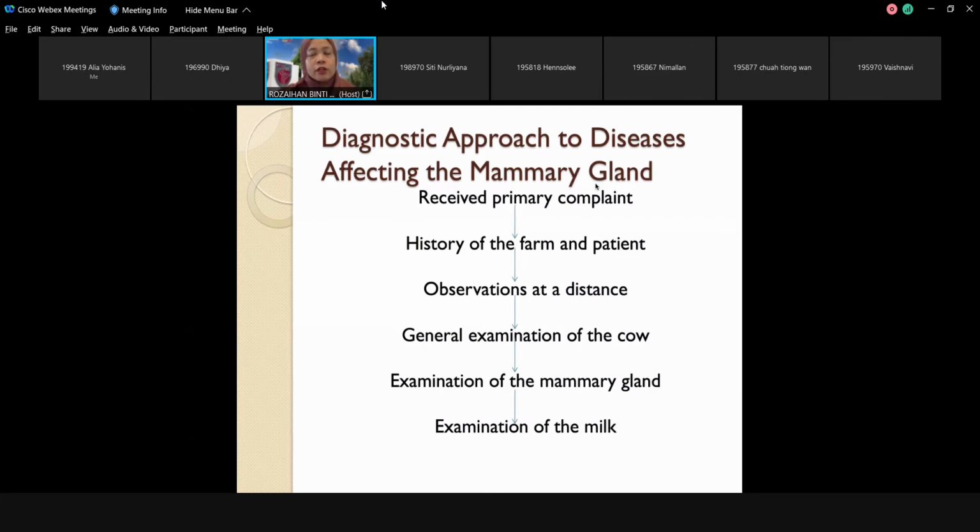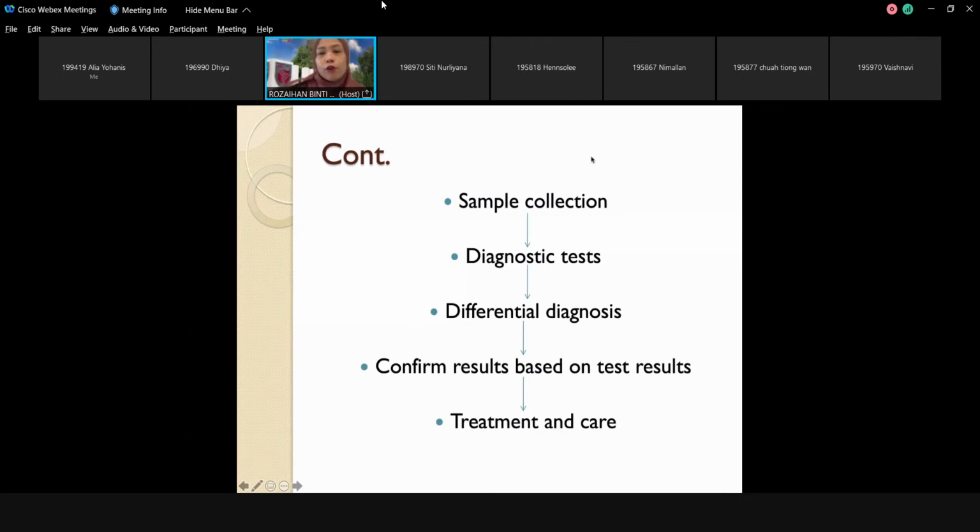Observe if there's any lesion, wound, or scab. Then you can have a look at the milk if the cow is lactating. In order to confirm your diagnosis, you can collect samples. In a case of mastitis, perhaps you would like to collect milk and perform other diagnostic tests. If the animal has systemic signs, perhaps you would like to take blood and send it to have a look at the serum biochemistry or even hematology parameters.